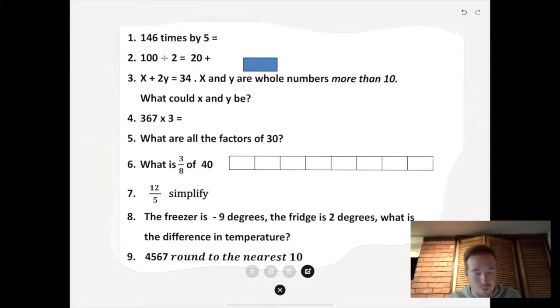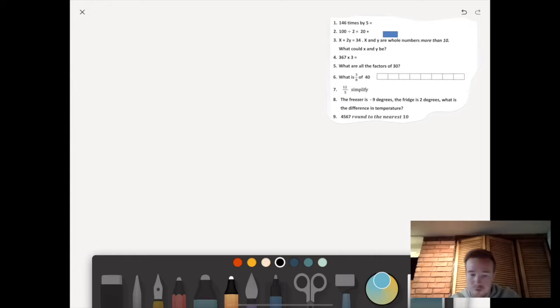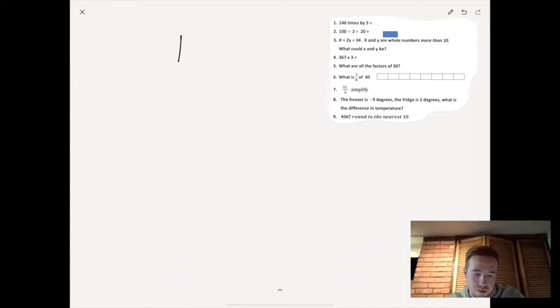I've already worked out how to work them all out as well. So I'll shrink those down, put them in the corner. So the first one is 146 times 5. I'm going to partition, so I'm going to multiply each individual part by 5, so you've got 500, you've got 4 times 5, it's 20, and 6 times 5 is 30. Add them together, 730 for the first one.